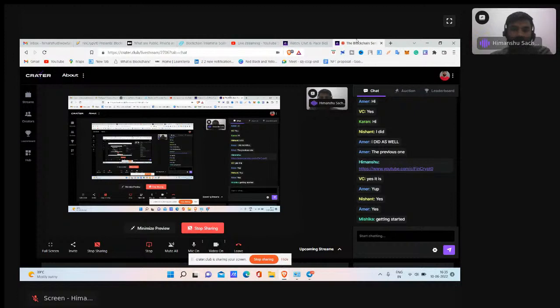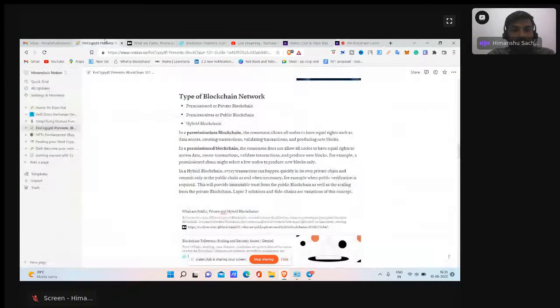So let me talk about the types of blockchain ecosystem. We have three types of blockchain ecosystems. We call them permissioned or private blockchain, then permissionless or public blockchain, and then the third type, known as the hybrid blockchain. One is the private permissioned blockchain, second is the permissionless blockchain, and third is the hybrid blockchain. Permissioned blockchain is also known as the private blockchain, permissionless blockchain is also known as the public blockchain, and hybrid blockchain is a mix of both private and public blockchain.